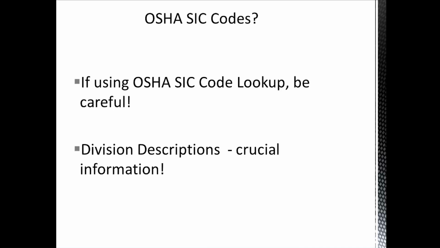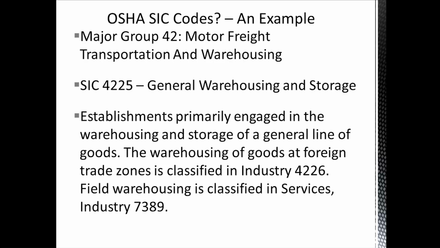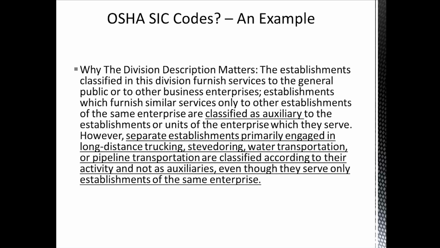So don't just look at a code and think, oh, well, yeah, that's me, I need the permit. Read what it says. Because, for example, if you just went to motor freight, transportation, and warehousing, because I was talking about these being under the transportation SIC codes we cover, because we cover 4225, it says establishments primarily engaged in the warehousing and storage of general line of goods. The warehousing of goods at foreign trade zones is classified industrial 4226 and so forth. So you'd think, well, I store some goods and I guess I need a permit.